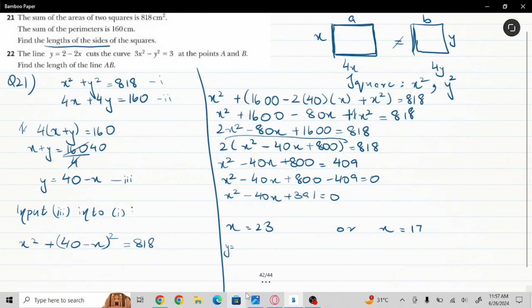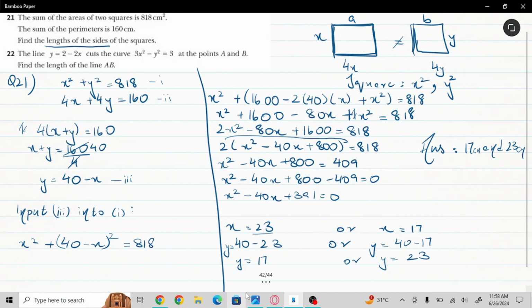So what is y equal to? Y is equal to 40 minus x. So 40 minus 23, or y is equal to 40 minus 17. So y is equal to 17 or y is equal to 23. And as you can see, we have the same two values: 23, 17, 17, 23. So we can say that the two answers are 17 and 23, and you can also write centimeter with them. So that's the answer. The reason we are not specifying that x is 17 meter and y is 23 centimeter is because we don't know. We are just going to write that the two squares have sides 17 and 23 centimeter. So no need for specification.